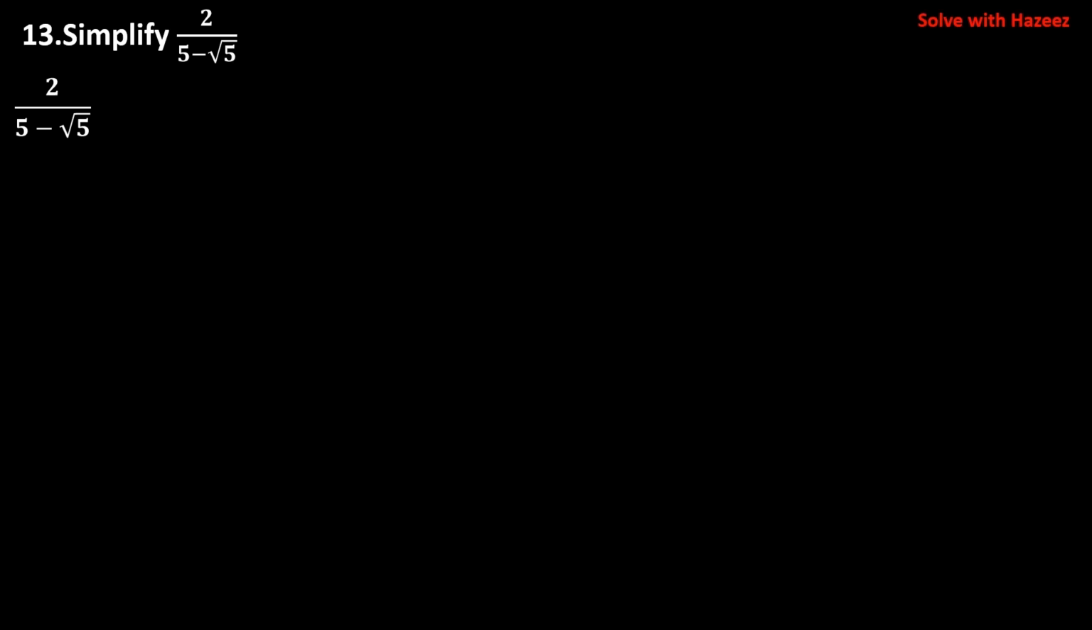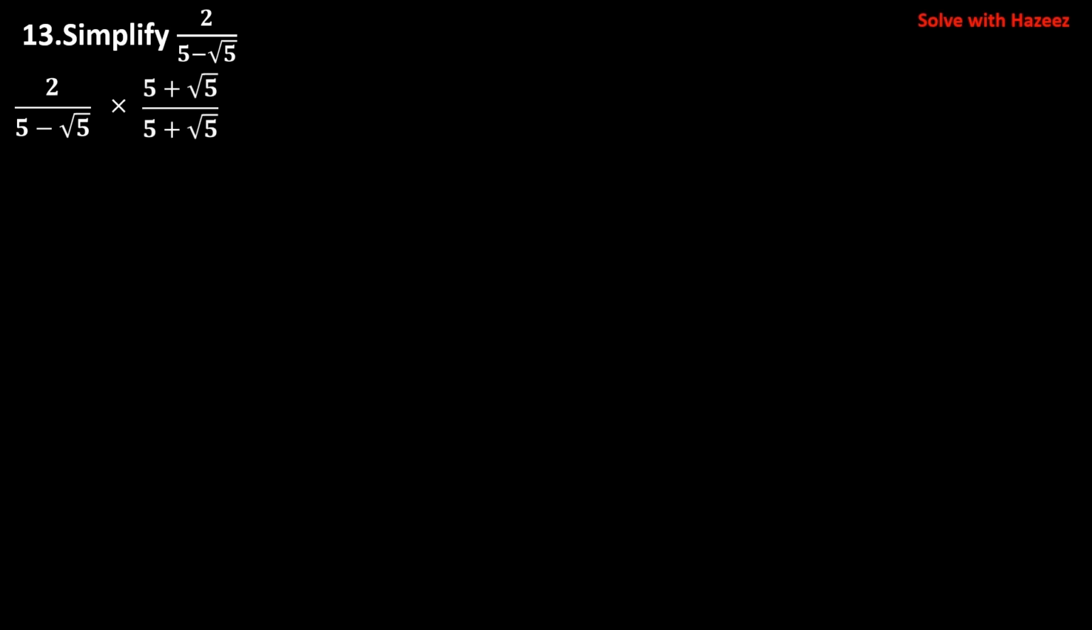And how do we rationalize? We'll be multiplying the numerator and the denominator by the conjugate of the denominator. And conjugate means we are going to be changing the sign. If you're having minus, we'll be changing it to plus, and if you're having plus, we'll be changing it to minus. But in this case, we have 5 minus root 5. So changing the sign, we'll be having 5 plus root 5 over 5 plus root 5.